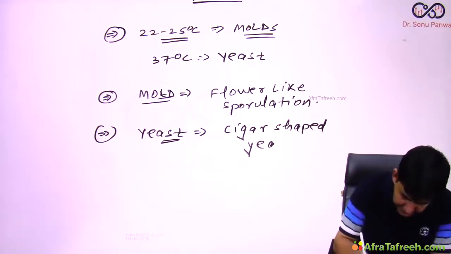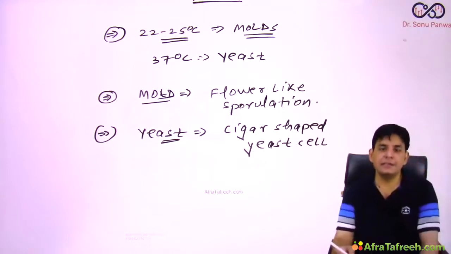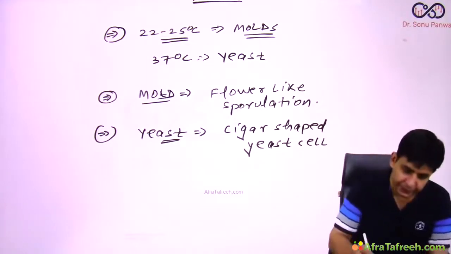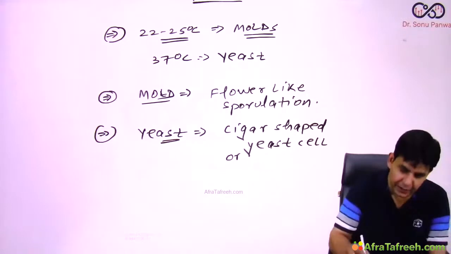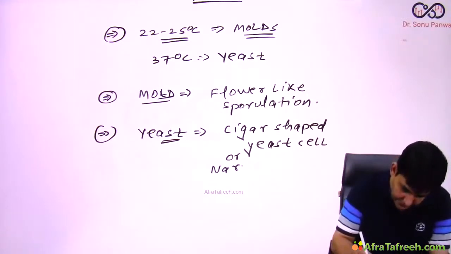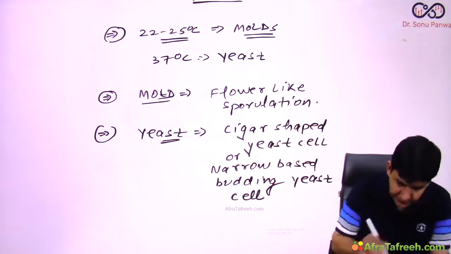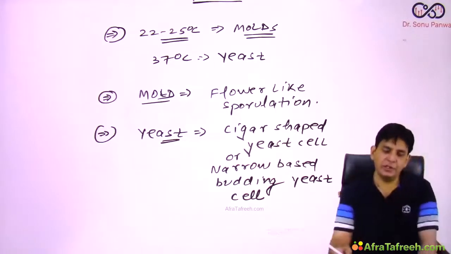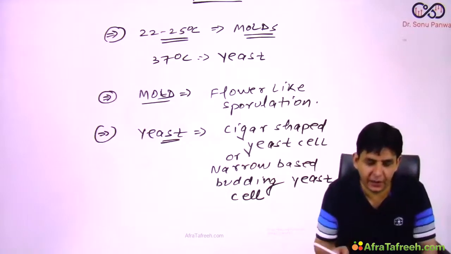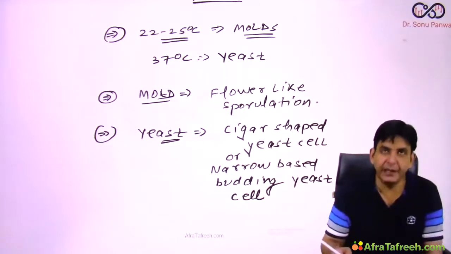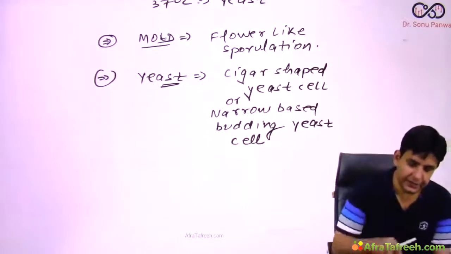Cigar shaped yeast cell. You also need to remember that it looks like a cigar shaped yeast cell. Another name is narrow based budding yeast cell. So one is flower like sporulation and the other is what? The cigar shaped yeast cell, or narrow based budding yeast cell, in this particular one.